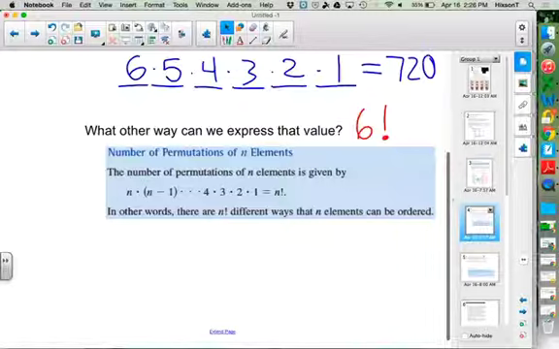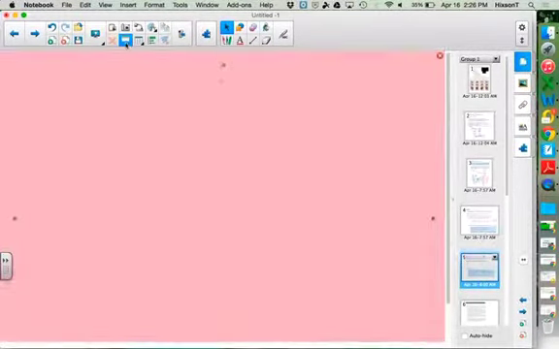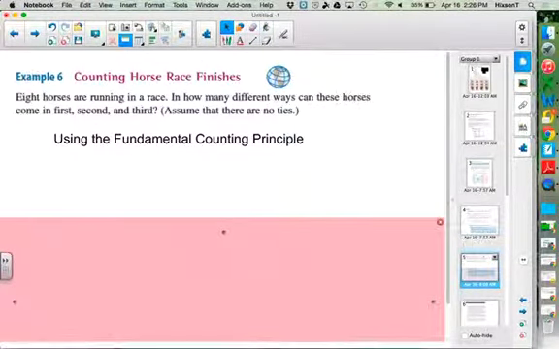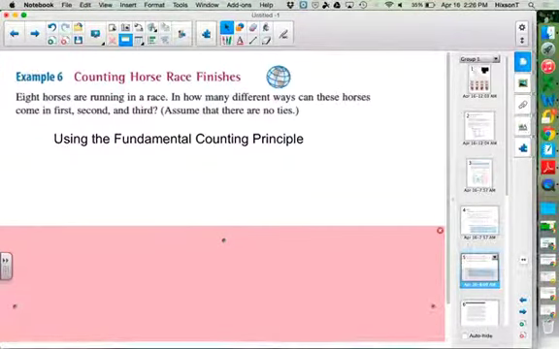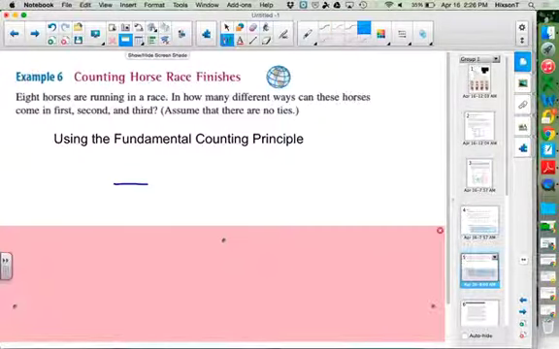So, what if we don't really care about anyone who finished below third? Well, we can eliminate those. Let's do it with a little smaller number. Let's say we've got 8 horses running in a race. How many different ways can they come in first, second, and third? So notice instead of 6 events, we only have 3 events. And we don't care what happened to the 4th through 8th place. So, how many possibilities could we come up with for first place?